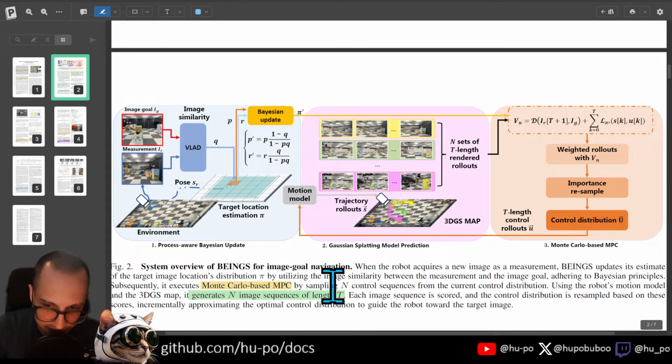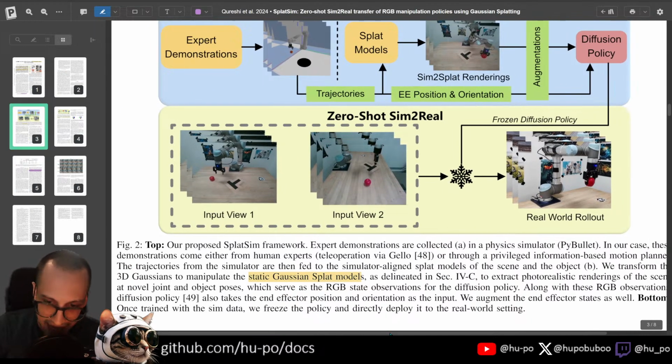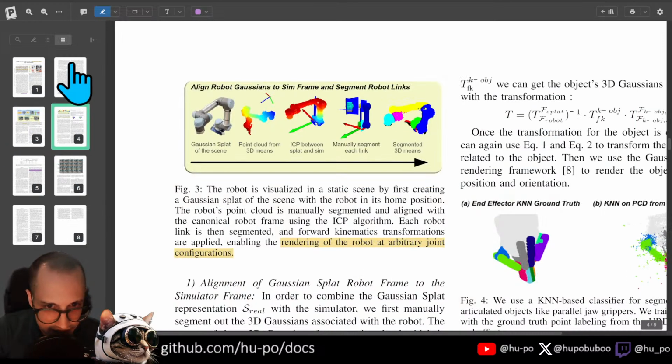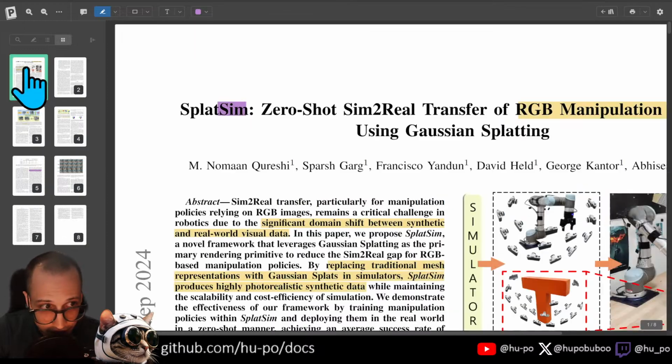And because they have this static Gaussian splat, they can effectively render any image at any position in this scene, as long as the scene doesn't move. So that's really the big problem with using Gaussian splats as the scene primitive, is that they can't change. That's a problem that I have with both of these papers, but we're going to look at some papers where they actually try to address that issue.